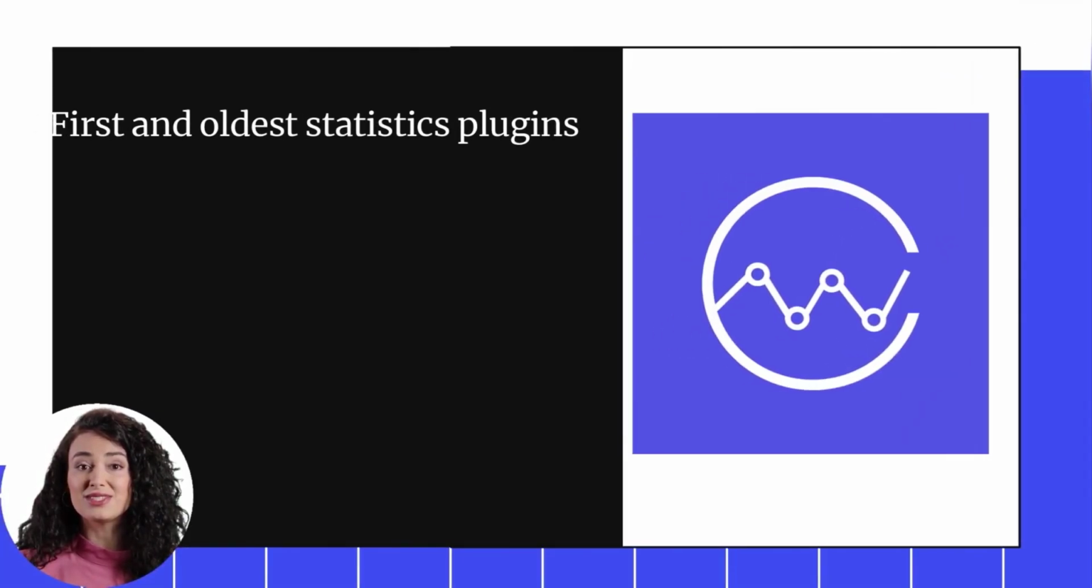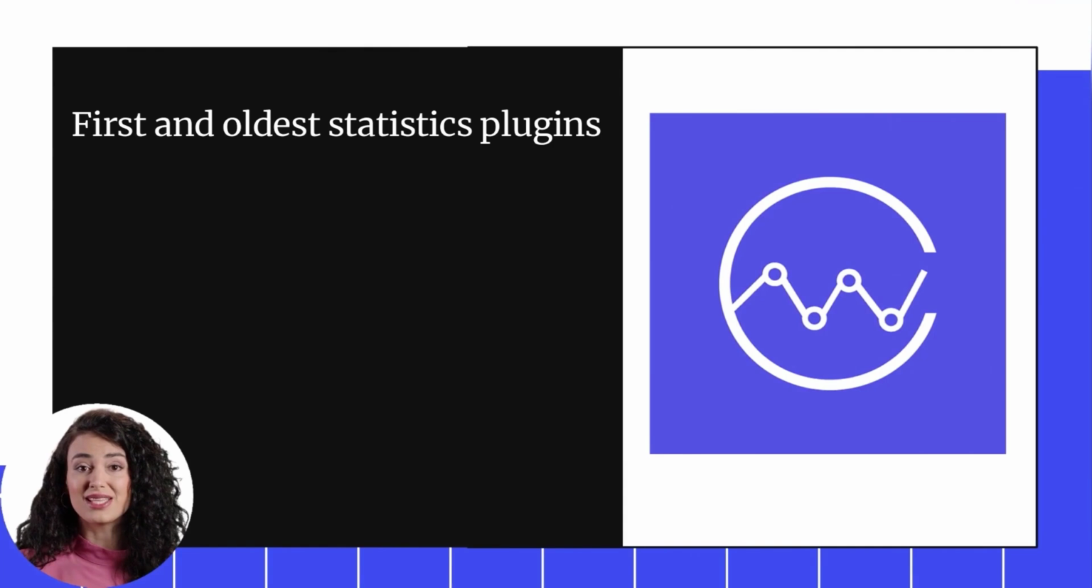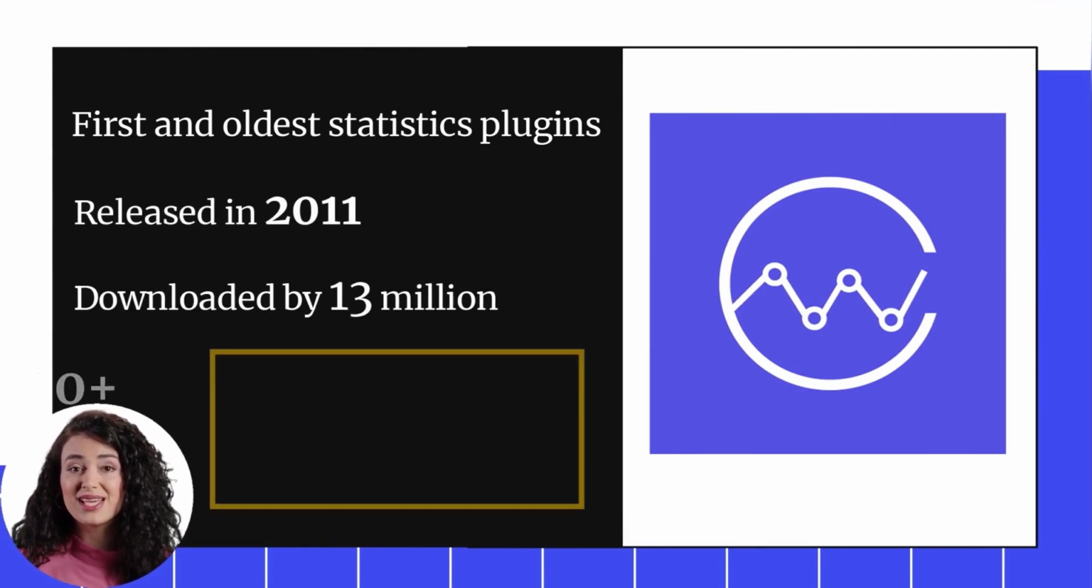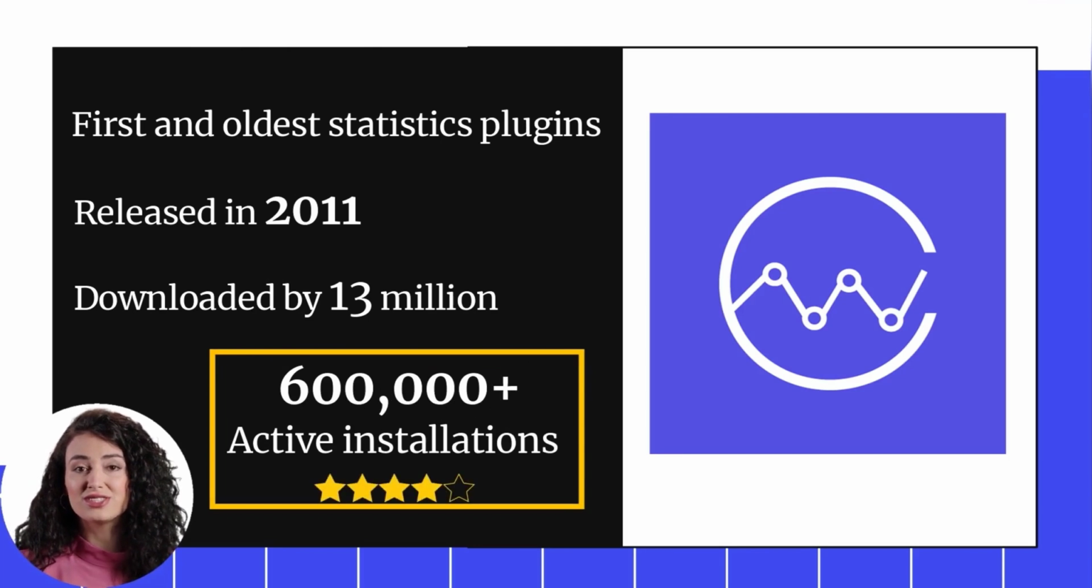WP Statistics is one of the first and oldest statistics plugins for WordPress, which was released in 2011, has been downloaded by 13 million, and is installed and trusted by more than 600,000 website owners so far.